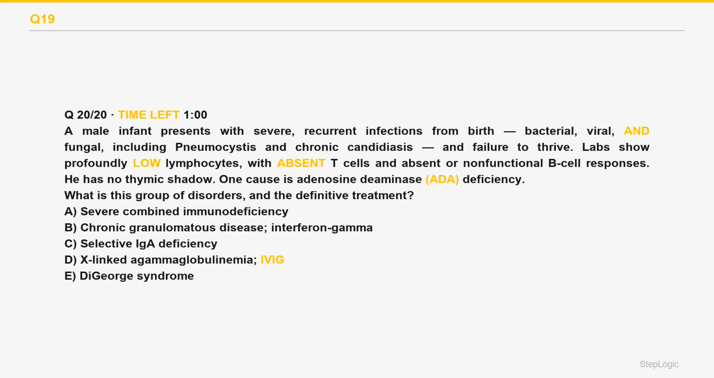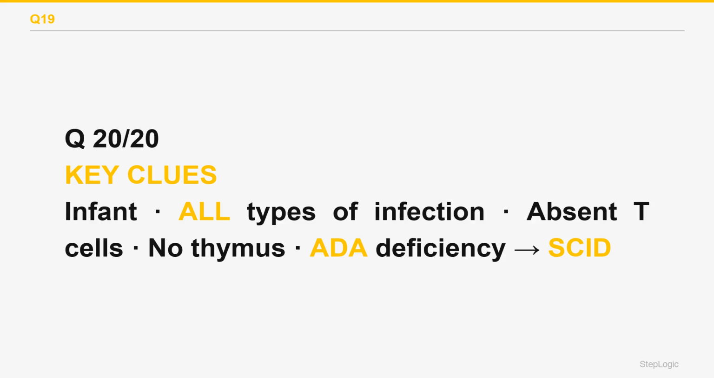Read the command: which group and definitive treatment? Infant, infections of all types, absent T cells, ADA deficiency: severe combined immunodeficiency, treated with stem cell transplant. This is severe combined immunodeficiency, SCID. It is a group of disorders characterized by a profound defect in both cellular, T cell, and humoral, B cell, immunity, so affected infants suffer severe, recurrent infections of all types from birth, bacterial, viral, and fungal, including opportunistic organisms like pneumocystis and candida, with failure to thrive and an absent thymic shadow.